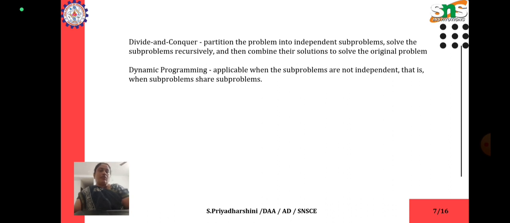So this is how dynamic programming is done. If we see the applications of dynamic programming, one is optimization. It is also used in the field of computer science, and it is used in the field of operations research.